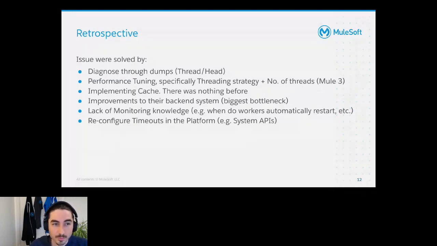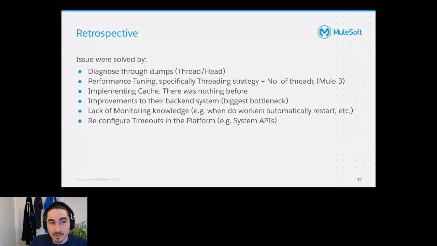The third one was cache. There was no cache at all, no kind of cache, considering that 40% of the requests to the SAP system were actually GETs, and there were some of them that were repeated.